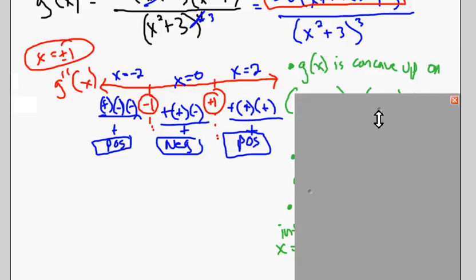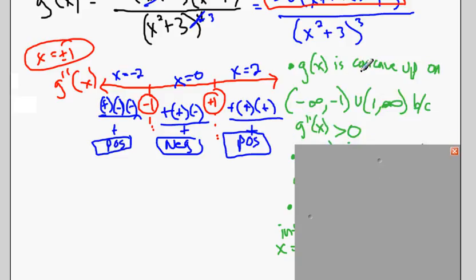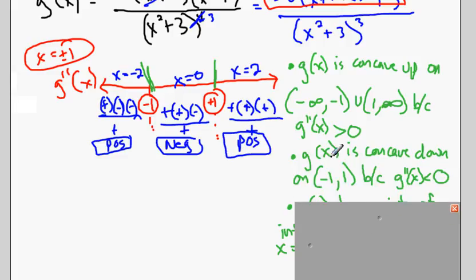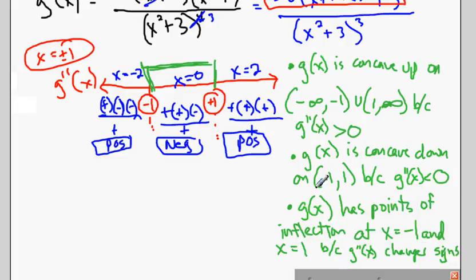Now let's look at what conclusions we can draw. The original function is concave up on the interval from negative infinity to negative 1, not including negative 1, and then again from 1 to positive infinity, because the second derivative is positive. The original function is concave down on the interval from negative 1 to 1, because that's where the second derivative is negative. So again, second derivative positive, original function's concave up. Second derivative negative, original function's concave down.